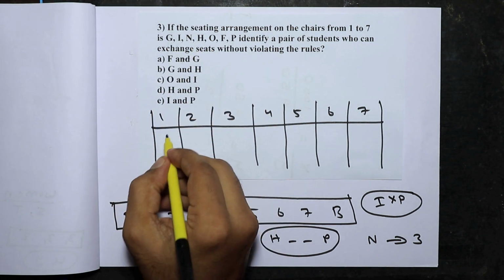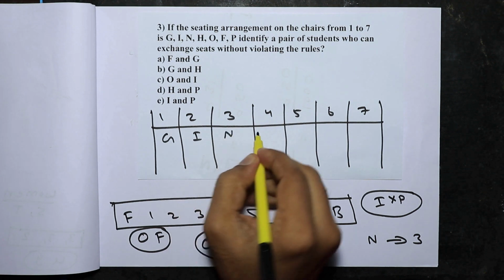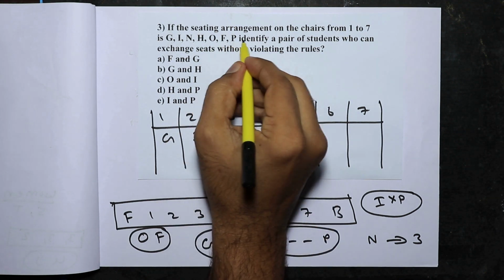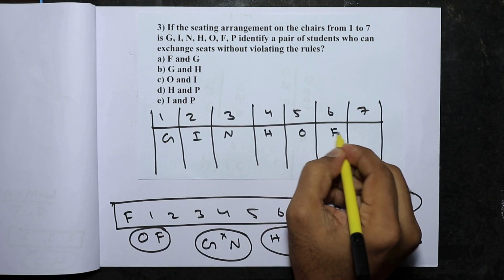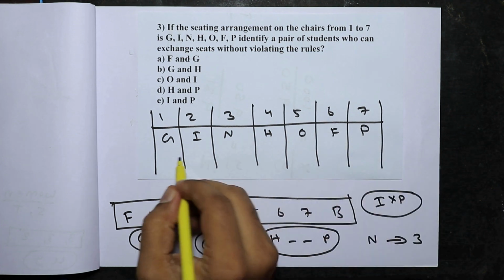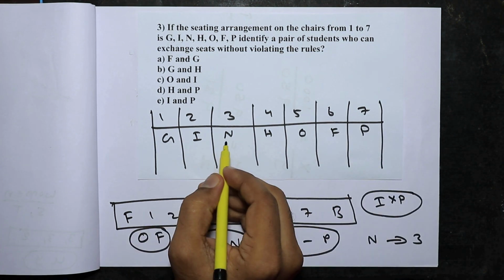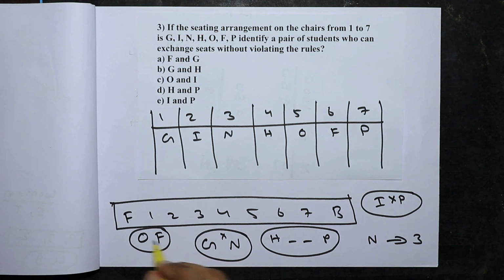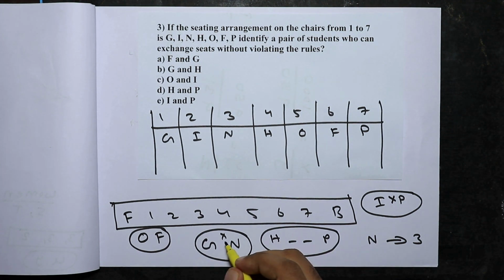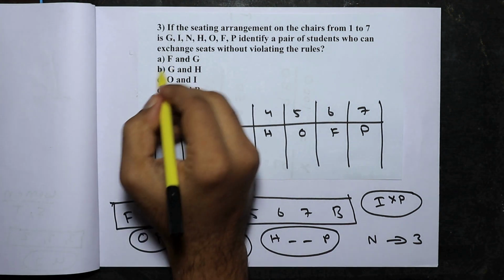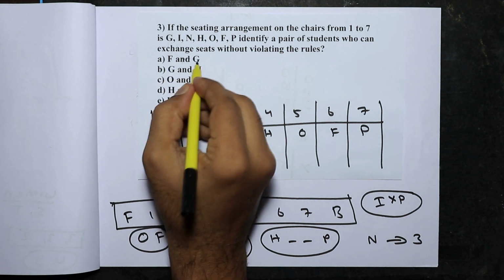G, I, N, H, O, F and P. So we'll have to identify 2 students who can be interchanged, and these rules should not be violated. So we look at the options. First one is F and G.